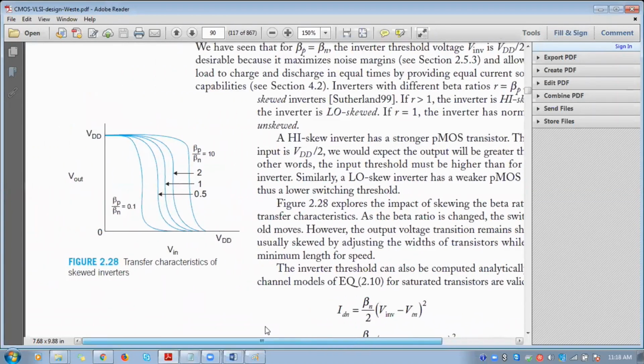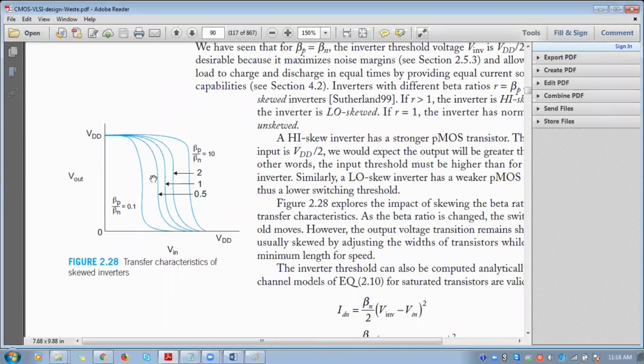So we can compare the graph. This is the transfer characteristics drawn for different beta ratios. Beta P by beta N equal to 1 is the actual graph that we have seen earlier, by considering the unskewed circuit.